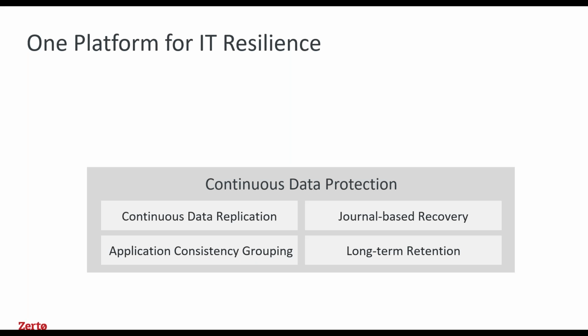Then we have journal-based recovery. Very simply, that is a log of everything that happens and changes to your virtual machines over a period of time, and then we can recover to any of those points in time. Then application consistency grouping, which I'm going to go through a little bit later on as well, essentially grouping your VMs into an application-centric group to make sure we can recover those as one unit rather than individual VMs. And then long-term retention, keeping those checkpoints for longer periods of time beyond the short-term journal that we keep.